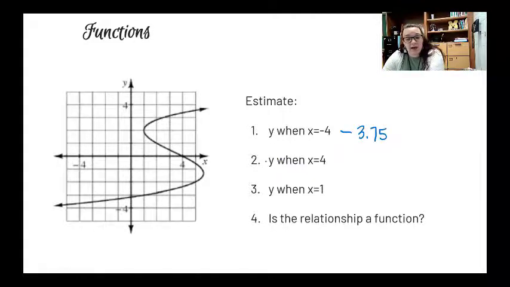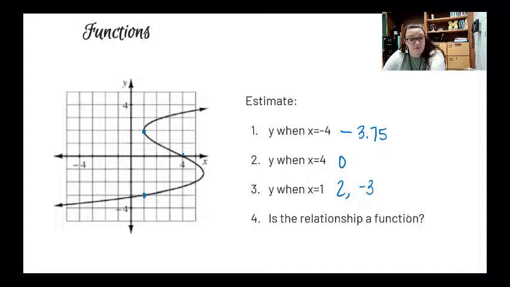Let's estimate y, or the height, when x is 4. So that'd be right here. I'm going to say that's pretty dead on 0. So I'm going to say that that's about 0. And estimate y when x is 1. So when x is 1, ooh, it shows up in two places. It shows up here at 2, and it also shows up down here at -3.